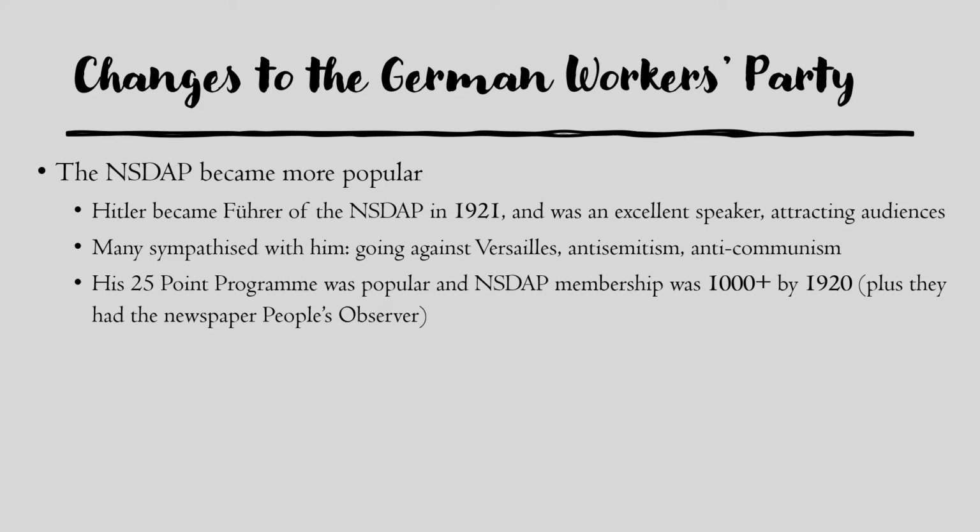His 25-point programme, which he'd made, which was a mandate of what he'd do if he was in power, that was very popular, and so the membership of the NSDAP rose to over 1,000 by 1920. And they had a newspaper called the People's Observer that could influence opinion.